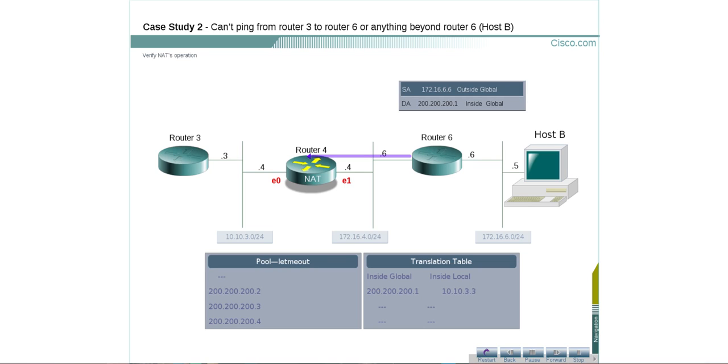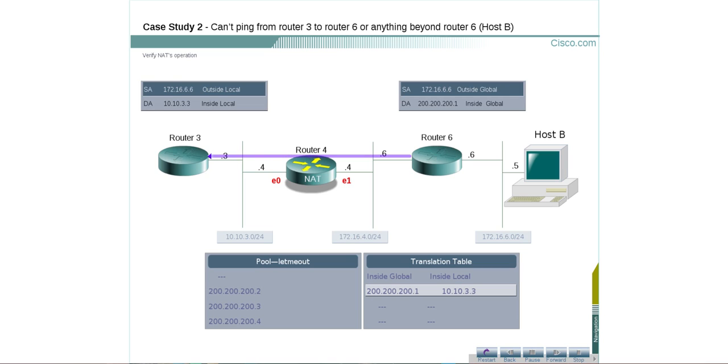When router 4 receives the packet from router 6, it will check the translation table and find a valid translation for the inside global address of 200.200.200.1. Router 4 will translate the inside global address to the inside local address and forward the resulting packet. The resulting packet will have a source address of 172.16.6.6, the outside local address of router 6, and a destination address of 10.10.3.3, which is the inside local address for router 3.